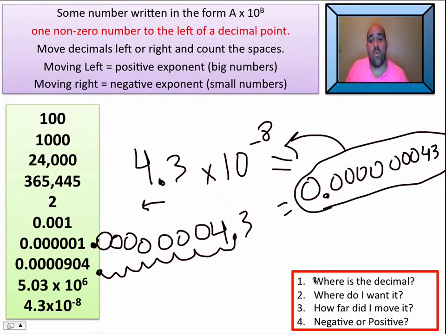You always think about where is the decimal, where do I want the decimal to be, how far am I moving it? Is it going to be negative or positive? If you have a number greater than 1, it's always going to be a positive exponent. If you have a number smaller than 1, negative exponent. Coming out of scientific notation, it's exactly the opposite for each case for positive exponents and negative exponents. It's the exact opposite.